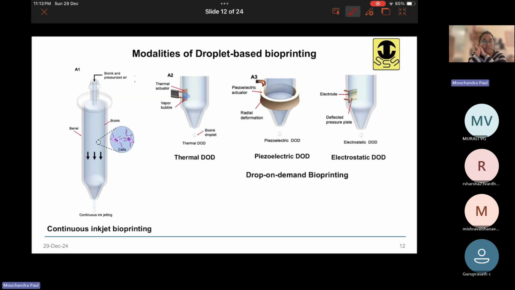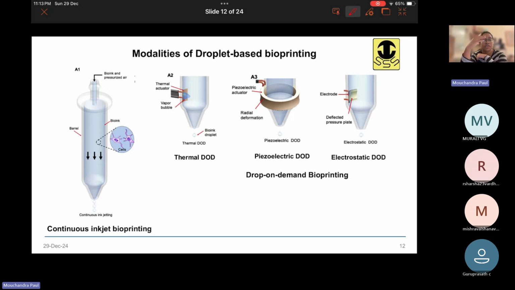So there are some types of droplet-based bioprinting that we discussed. There is continuous inkjet, meaning the drops are continuously coming out from the tip of the needle. Then there is drop on demand, where the drop is created only when it is needed, so that it saves your bio ink volume. In continuous inkjet, there can be a lot of wastage of your bio ink. But how the drop on demand is done, that mechanism differs.